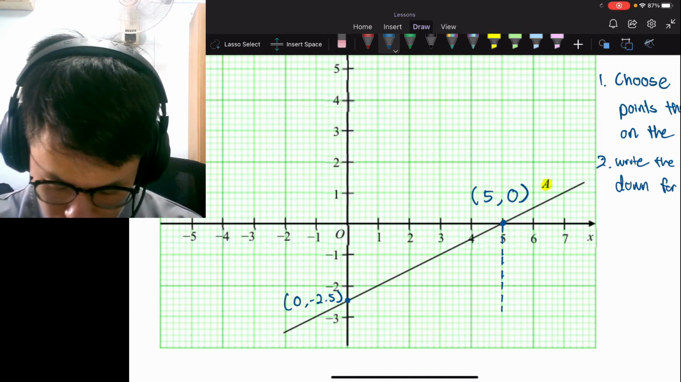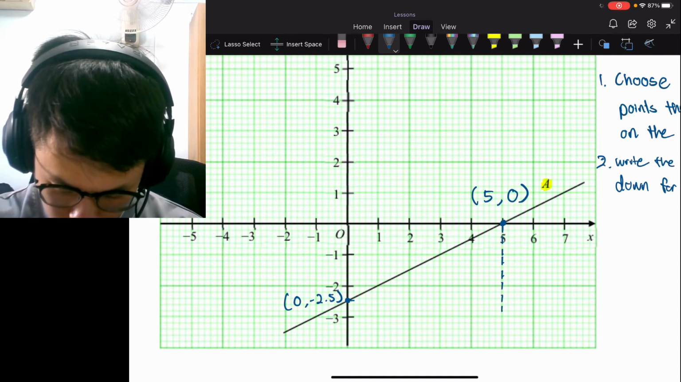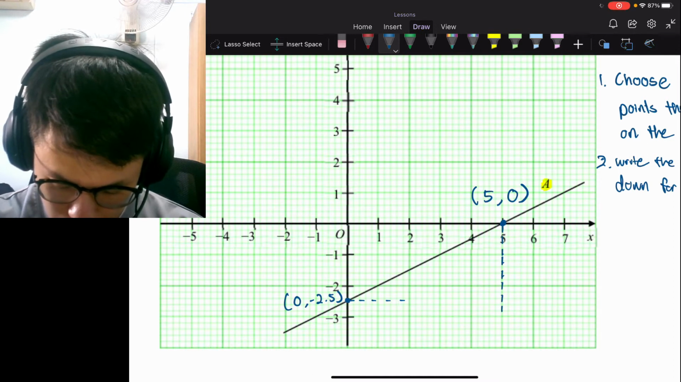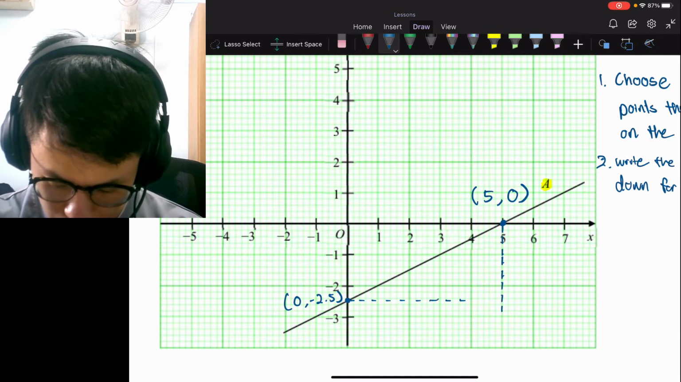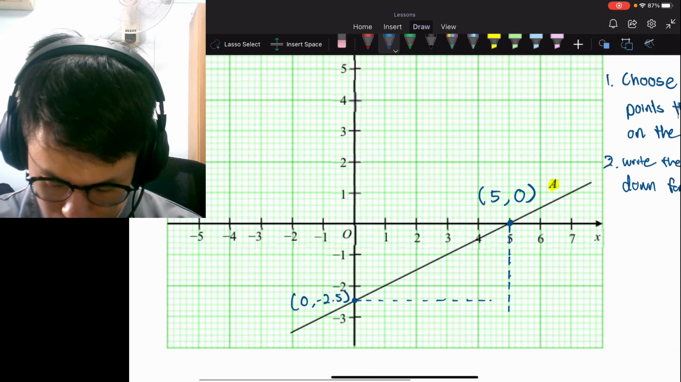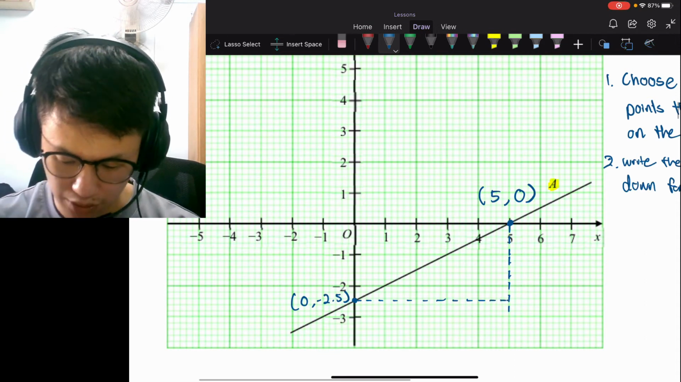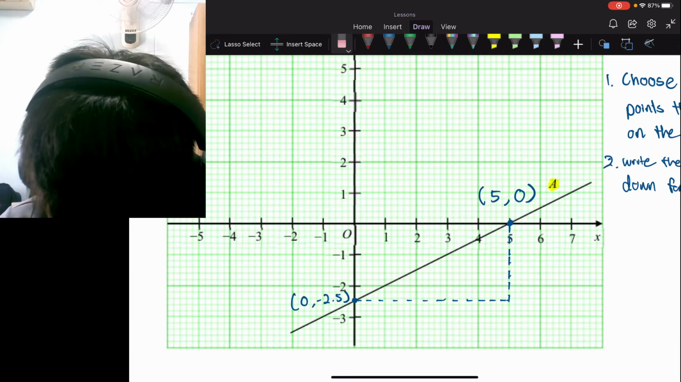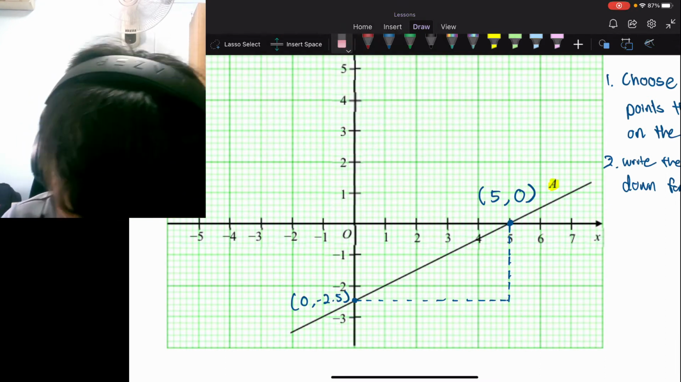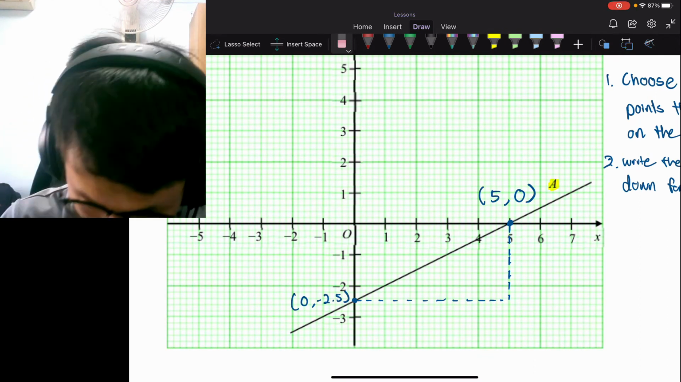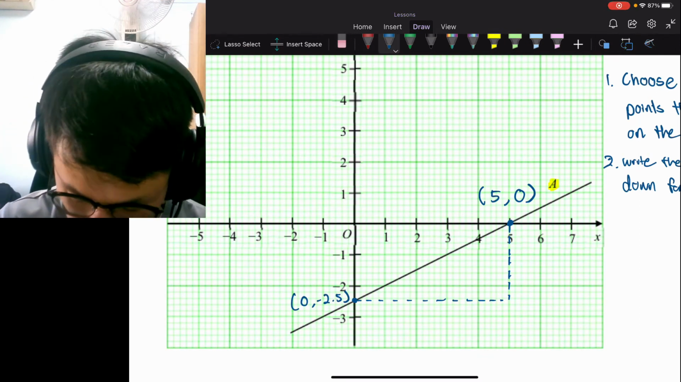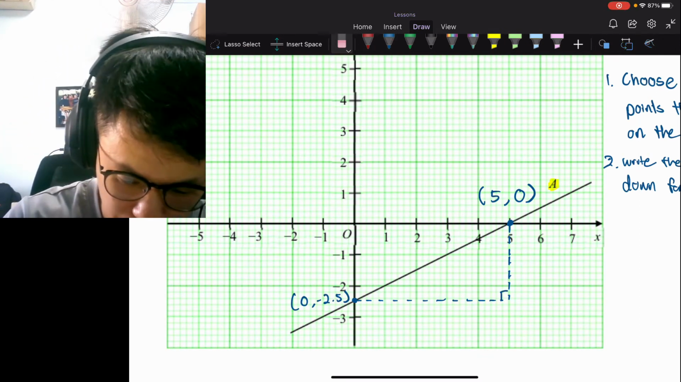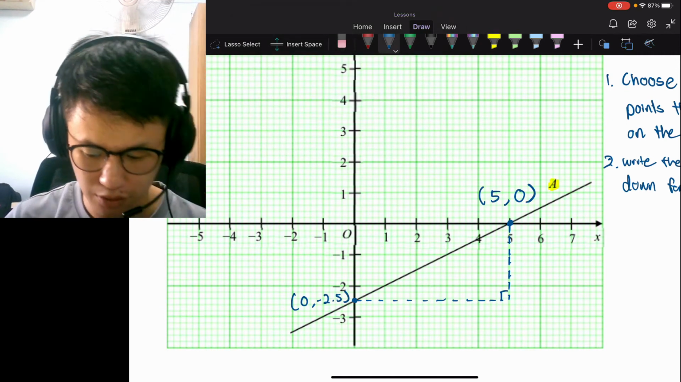So now I'll draw a horizontal dotted line. So how to draw a horizontal dotted line? Okay, make sure it hits the line. So you can erase off the unnecessary ones. So something like that. Okay, and you will form a right angle triangle here. A right angle triangle.